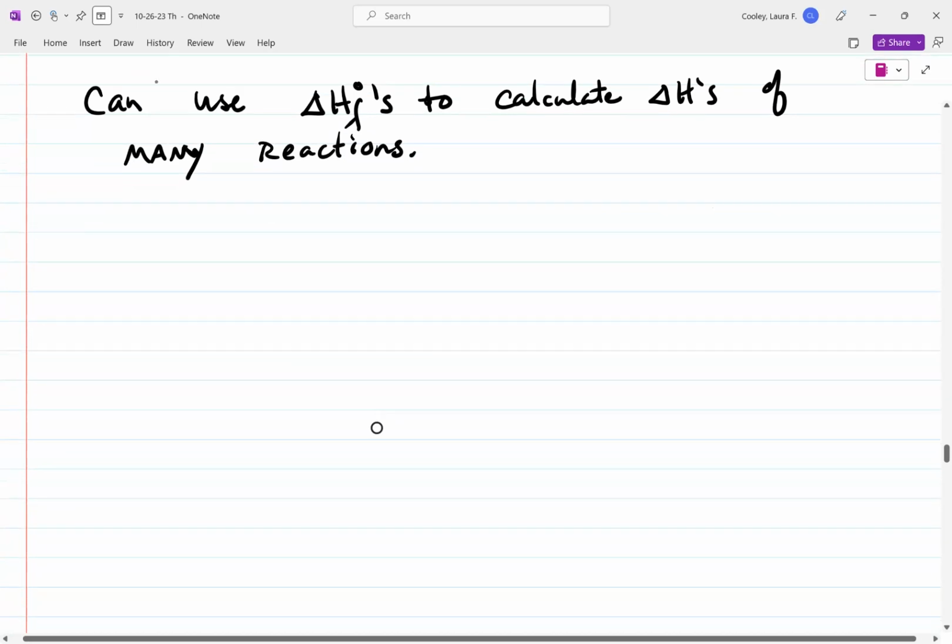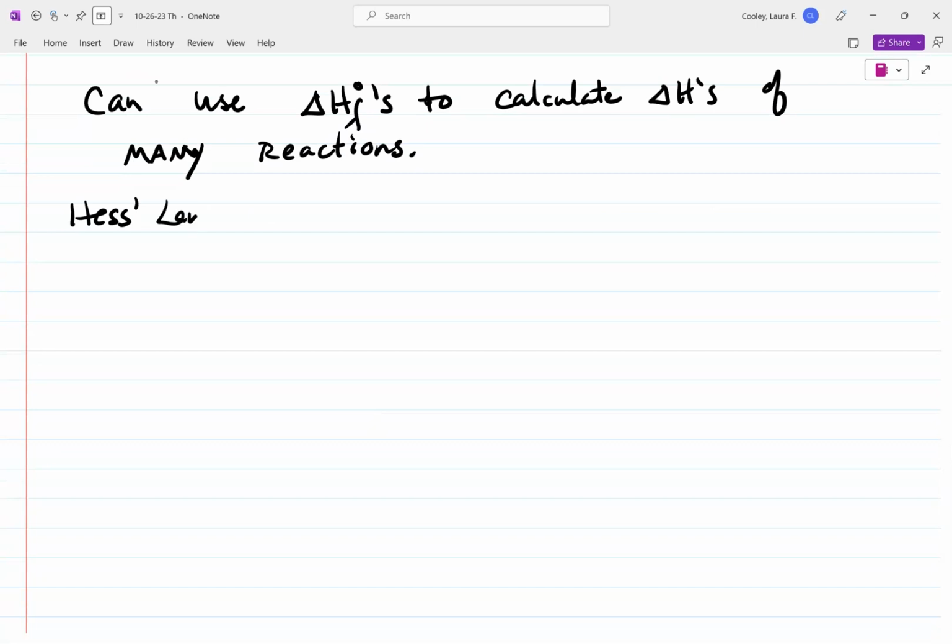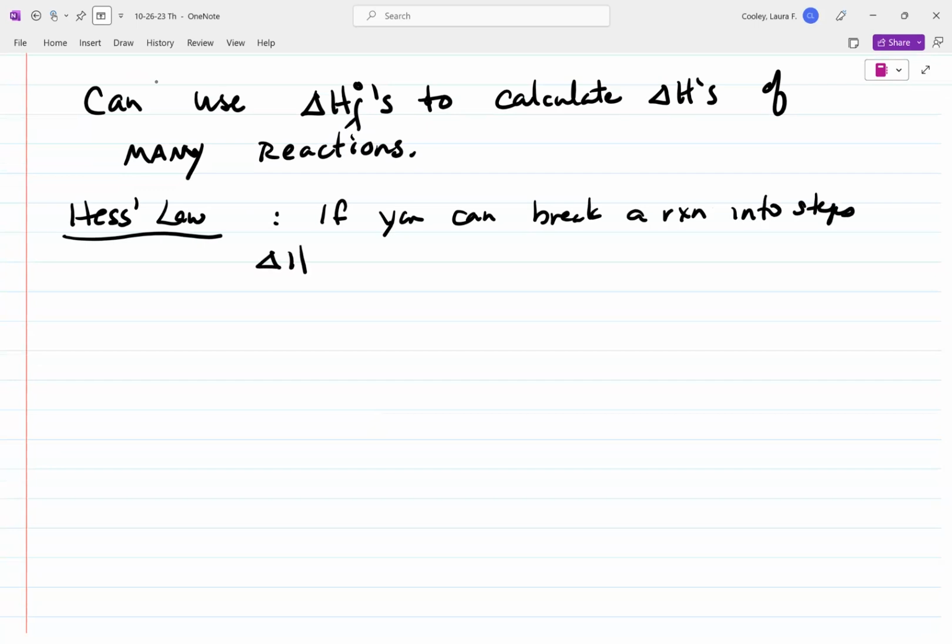And we're going to use Hess's law, which, if you remember, for a reaction that you could break into steps, delta H for the overall reaction is the sum of the delta H's for the steps. Now, how is this going to help us? I'm going to show you a simple reaction, and I'm going to use it as an example, and then I'll tell you how you can extend that to many, many reactions.